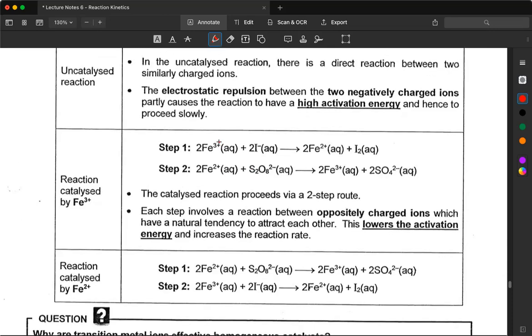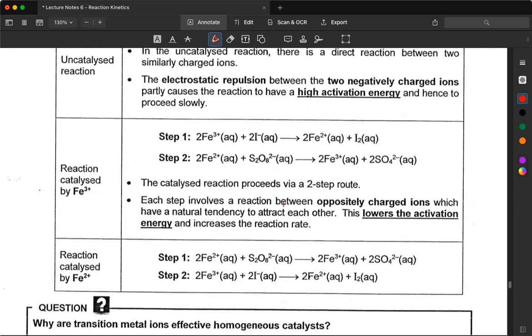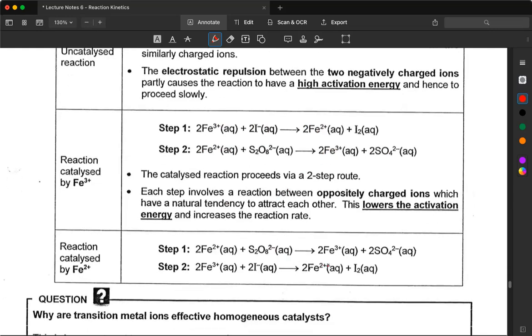So what happens is that the Fe3+ reacts with iodide to form Fe2+. Then the Fe2+ reacts with the thiosulfate. So you have an opposite charge catalyst to attack the reactants separately. And Fe3+ is regenerated and goes back to react with more iodide. And you form iodine and SO4 2-, the ideal products you want.